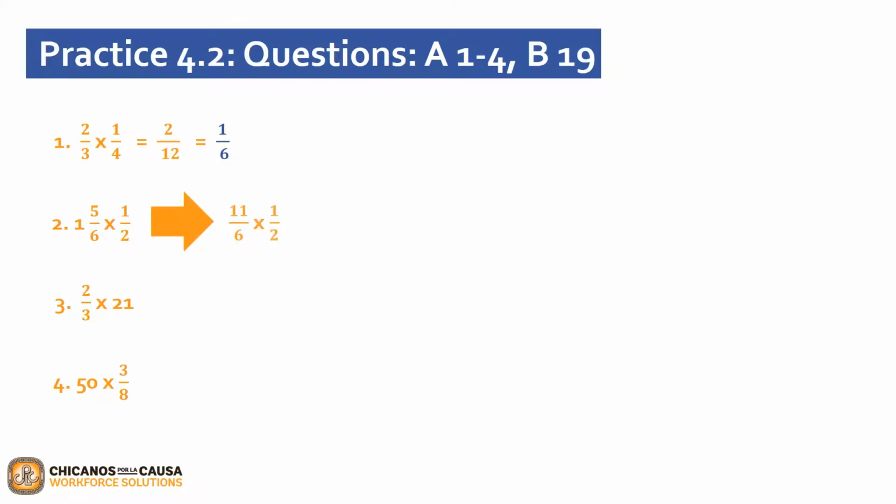In order to do this, we are going to multiply the denominator 6 by the whole number of 1, which of course is 6. Then we're going to add 5. So 6 times 1 is 6. 6 plus 5 is 11. Remember that the denominator stays the same. So this gives us a new fraction of 11 over 6 times 1 over 2. Now we can follow the regular rules of multiplication. This gives us 11 over 12. This cannot be further reduced, therefore this is our final answer.